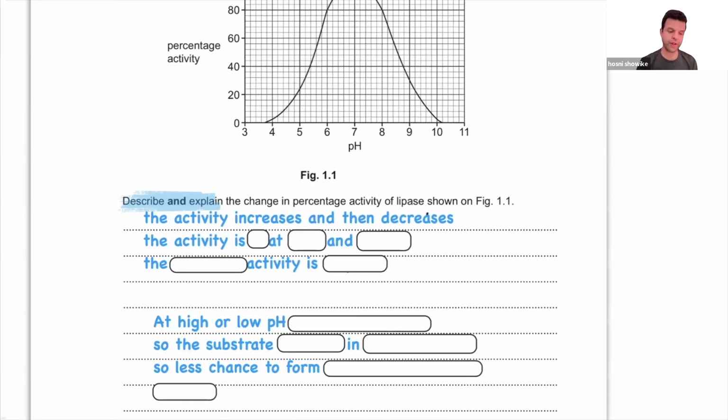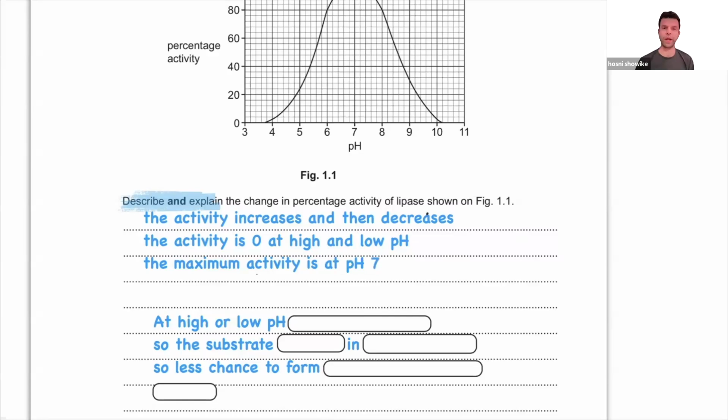Next, we're going to say that there was no activity here and there was no activity here. So the activity was limited to the range between 4 and 10. You can say no activity at 0, at high or low pH. Next, I'm going to say here that the peak of activity was at neutral pH, at pH 7. Okay. So this was the description. As you can see, I've stated 2 general things. I specified also the highest peak here.